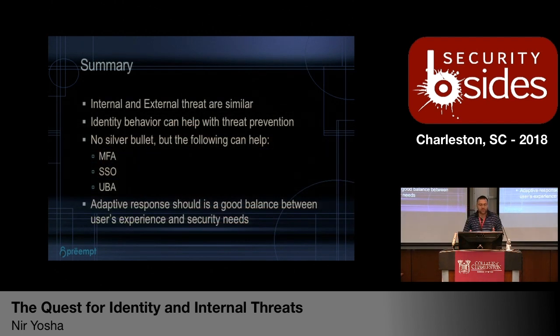So to summarize, there are a lot of similarities between internal and external threats. Identity behavior can help us. Identity is the new perimeter. We just need to leverage the tools. There's no silver bullet, right? But start thinking about those specific tools that are already out there in order to identify lateral movement, to identify password harvesting, and to identify privilege escalation. And eventually, try to start with controls that strike a balance between users' experience and security needs. Thank you.